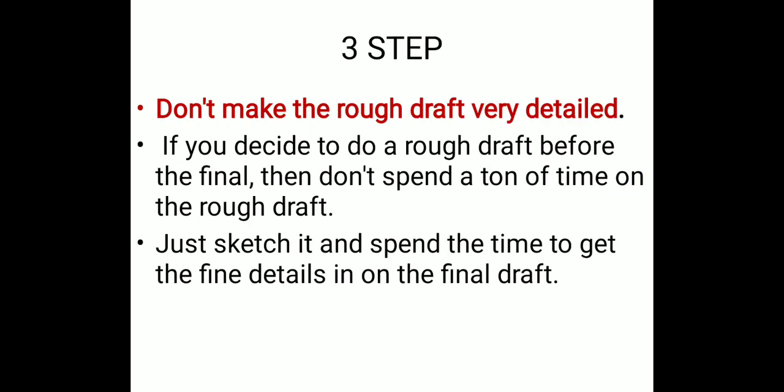Third step, don't make the rough draft very detailed. So don't make a rough draft very detailed. It should be very precise. If you decide to do a rough draft before the final, then don't spend a ton of time on the rough draft. Just sketch it and spend the time to get the fine details in on the final draft. So just make a sketch of the rough and spend the time to get the fine details on the final draft where you are making the map of your house.